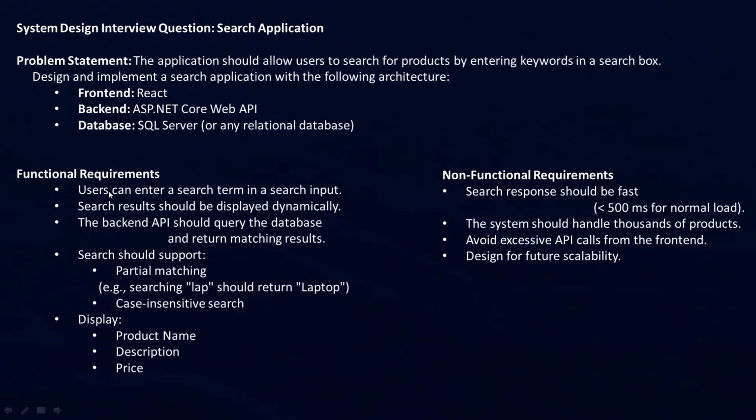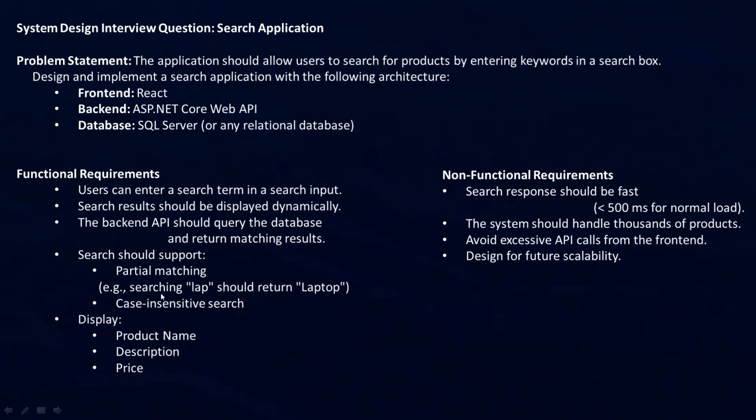For example, what is my functional requirement? The user can enter a search in the search input. I have the detailed search box. The results should be displayed dynamically. The backend API should query the database and return the results matching the search. The search should support partial matching. Partial means matching in between the text also. If I type something, it should be matched.